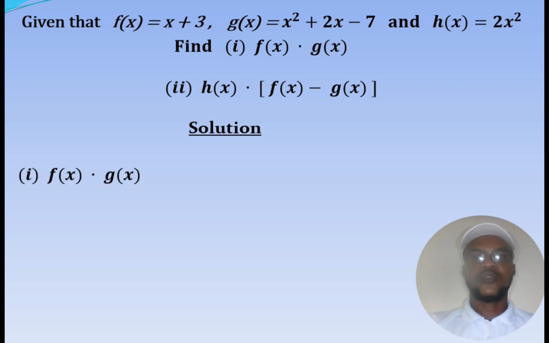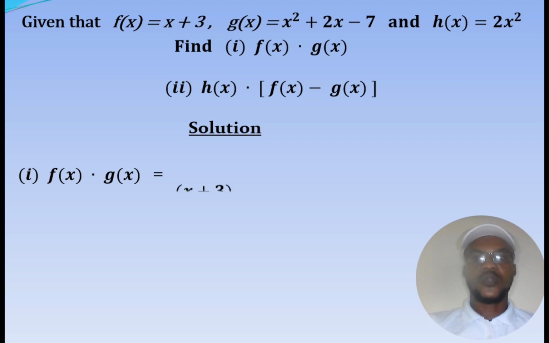When you see the dot, it means you are to multiply f of x. We shall be doing the dot product when we get to vectors, where we are going to learn what the dot product is. So when you see these dots here, it means multiply them. Great. Then you need to put them in brackets.